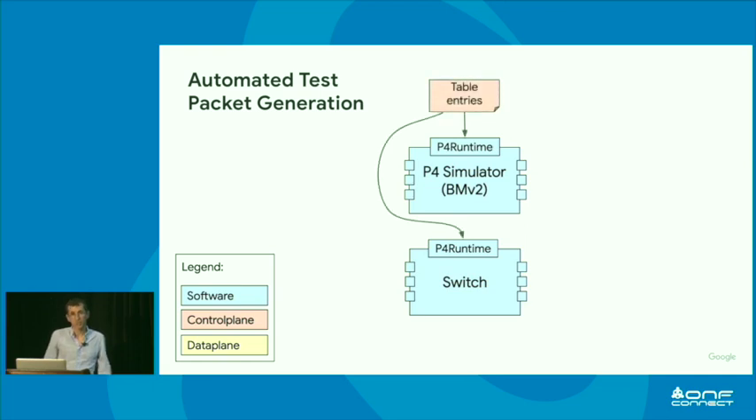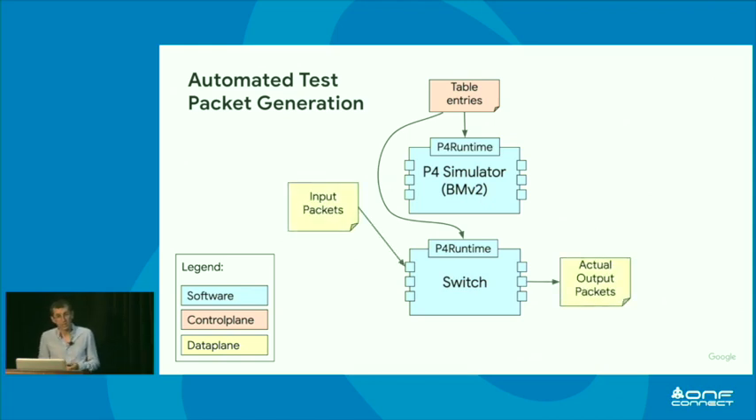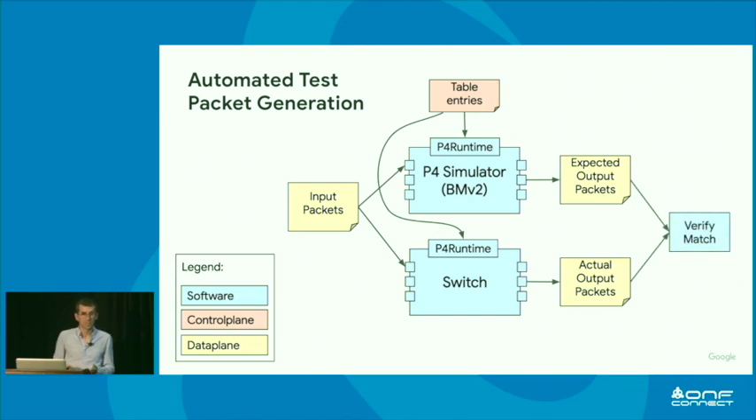The first thing is we're going to take a bunch of table entries and install them on the switch. These can be any kind of table entries that you're interested in. Could be production data, or it could be the fuzzed table entries that we've just talked about. And then we're going to take packets, and we forward them through the P4 switch that we're trying to test, and we get a set of forwarded actual output packets. We do the same thing for the simulator, where we get a set of expected packets, and now we can just compare. Basically, this is doing differential testing, and we can verify that they're matching.